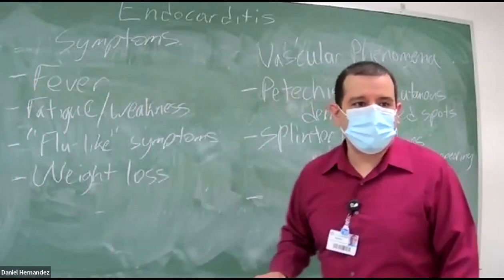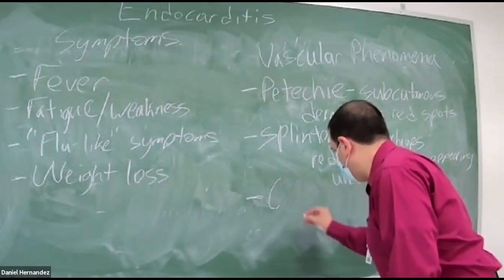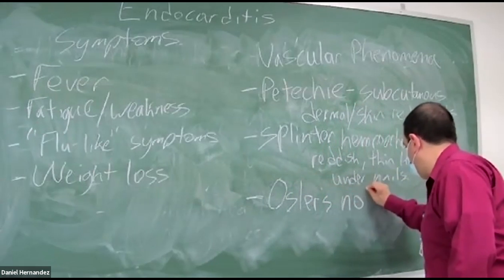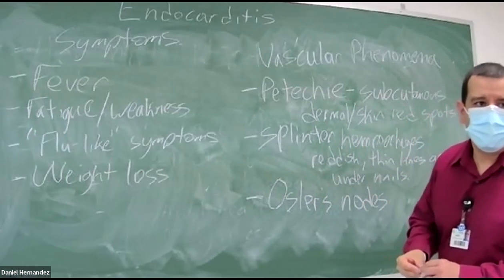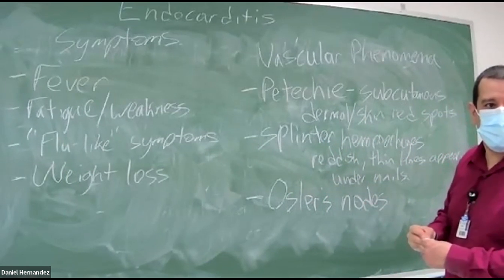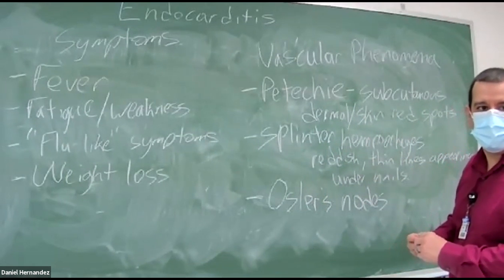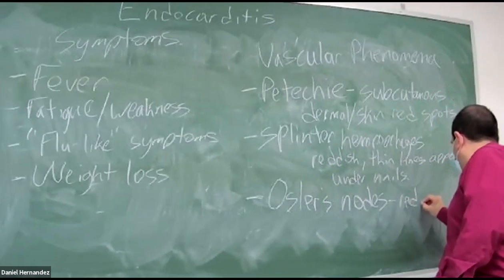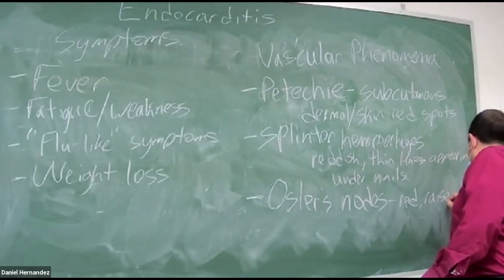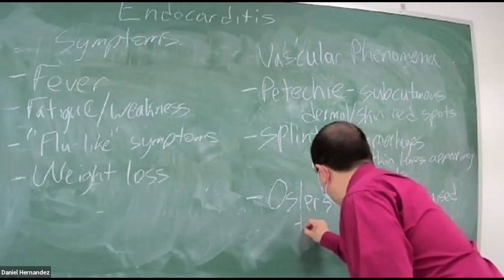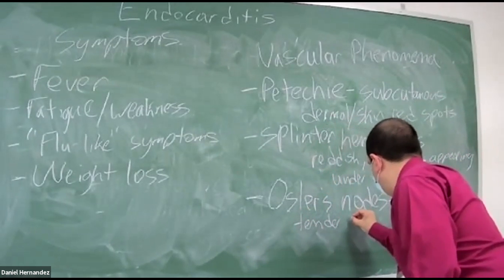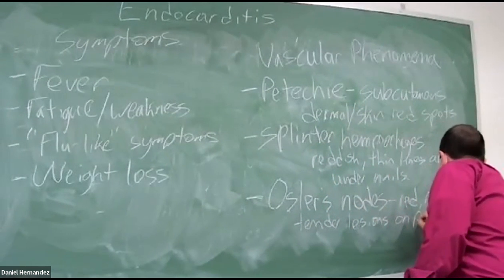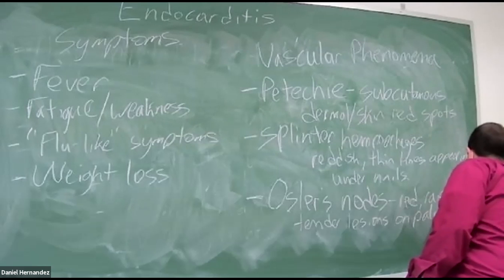A condition called Osler's nodes. So this is red, raised, tender lesions on the palms and soles.